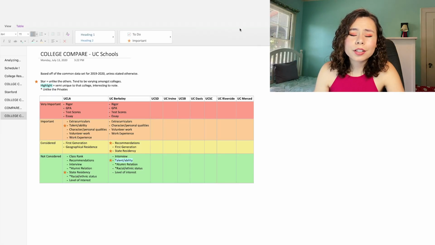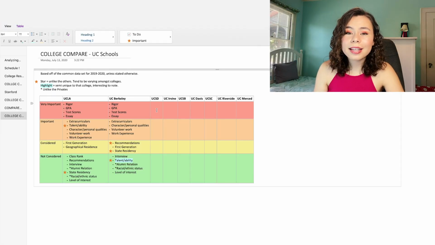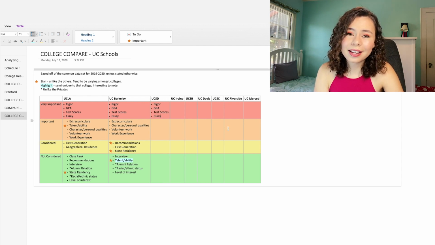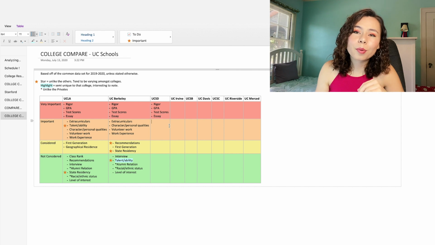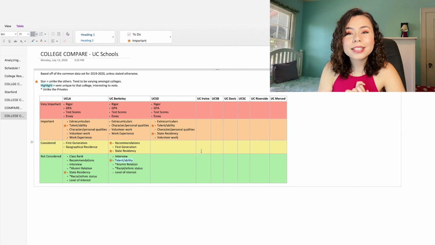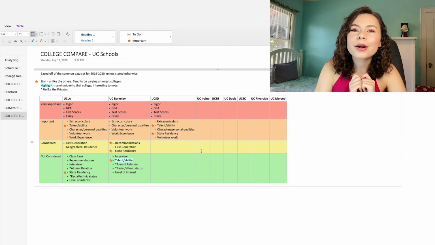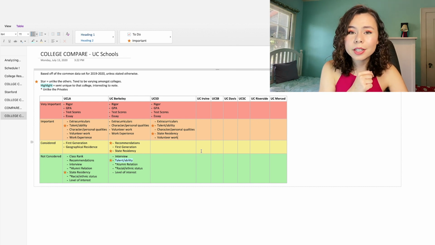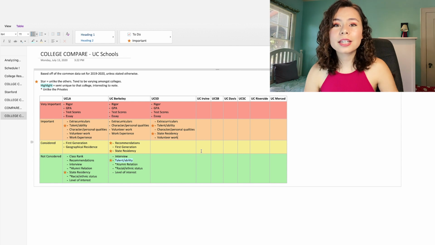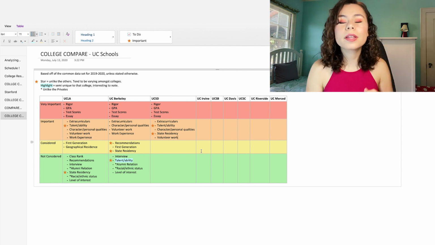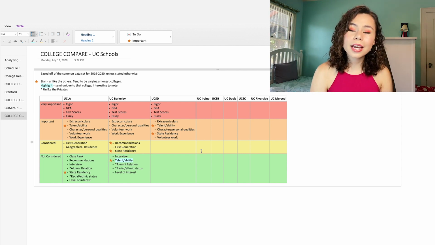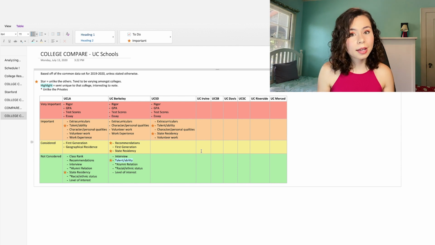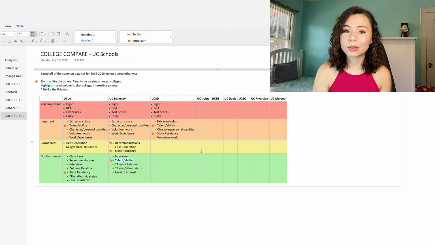Okay, let's move on to UC San Diego. The factors that they deem are very important are rigor, GPA, test scores, and essay. What do you know? Next, under important, we have extracurriculars, talent or ability, character, personal qualities, state residency, and volunteer work. Whoa, state residency just keeps going up the line. Now UC San Diego is saying that state residency is important and not just considered or not considered.